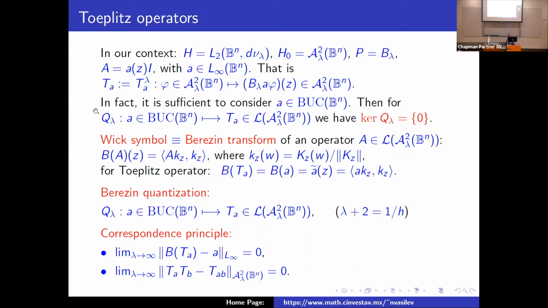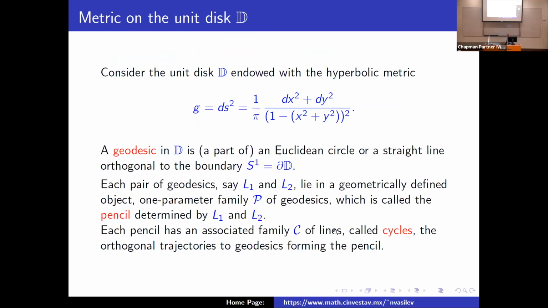Then this mapping A to T_A^lambda is obviously linear, but not multiplicative. The second statement of the correspondence principle says that it is asymptotically multiplicative. When lambda tends to infinity, the product T_A T_B approaches the Toeplitz operator of A times B. These are two very important properties, and we will use them very much.